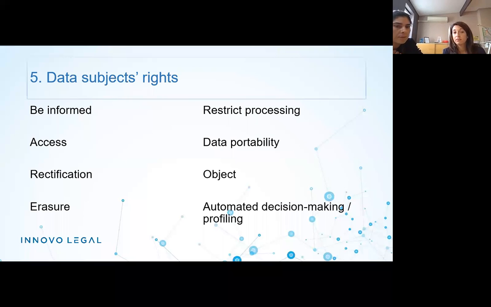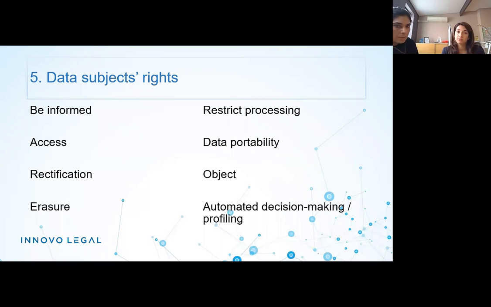So the first one is to be informed, and that's obviously the privacy policy, telling people what you're doing with that data. Right of access and rectification, very similar to what you find in Australia in terms of access and correction. But the right to be forgotten, the erasure piece, is different to Australia. As an individual, a data subject, you have the right to ask that your personal data be deleted in certain circumstances. So that's quite a new sort of approach.